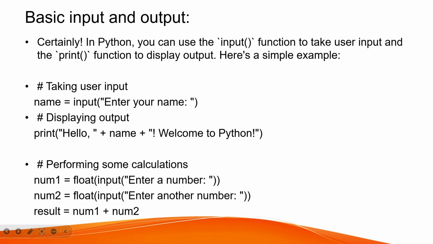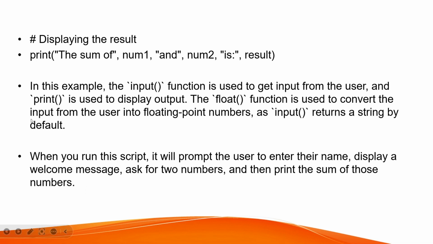For performing some calculations, here we used num variable. For float and input function, float function is used to enter the numbers with point values. If we use int function, we have to give only numbers. We cannot give the point values. For displaying output, we have used print function. So this is the explanation.